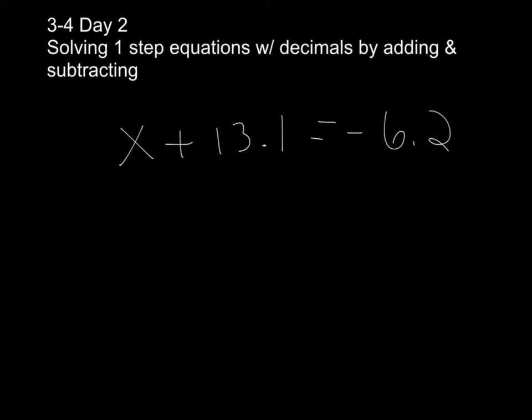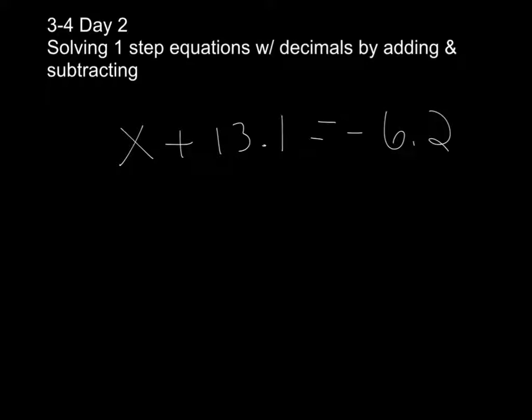So today we're going to review solving one-step equations with decimals by adding and subtracting. Start with the problem here, maybe I've already seen in class: x plus 13.1 equals negative 6.2. Now we have to remember that we're going to use opposite operations. So if a number is added, we're going to subtract it.